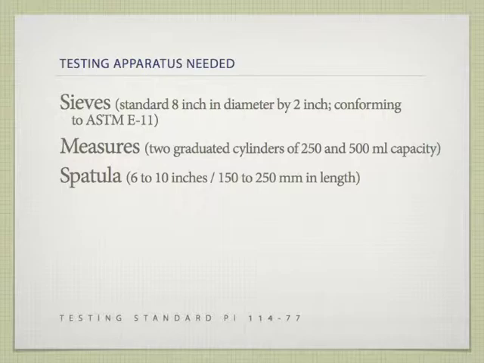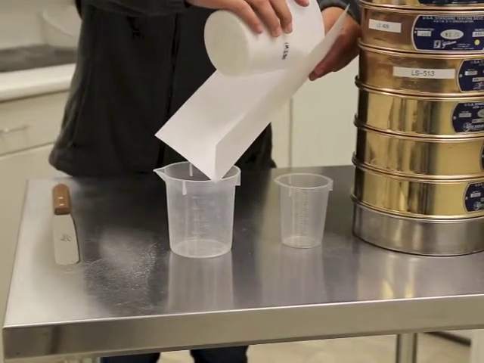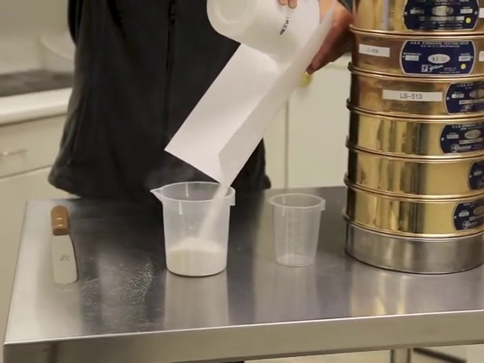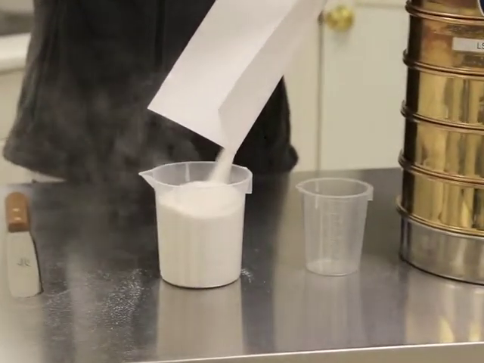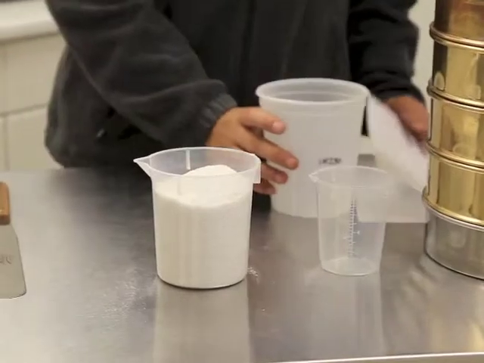Take a sample, about 500 milliliter bulk volume, by carefully pouring the aggregate into the 500 milliliter graduated cylinder by means of a folded paper. Avoid any jarring, shaking, or other means of compaction.